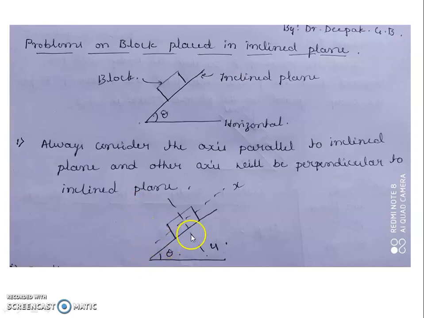See, this is the inclined plane, on it the body is resting. So I considered an x-axis parallel to the inclined plane like this, and the y-axis perpendicular to the inclined plane. First we have to write this. Okay, my axes are aligned with the inclined plane.